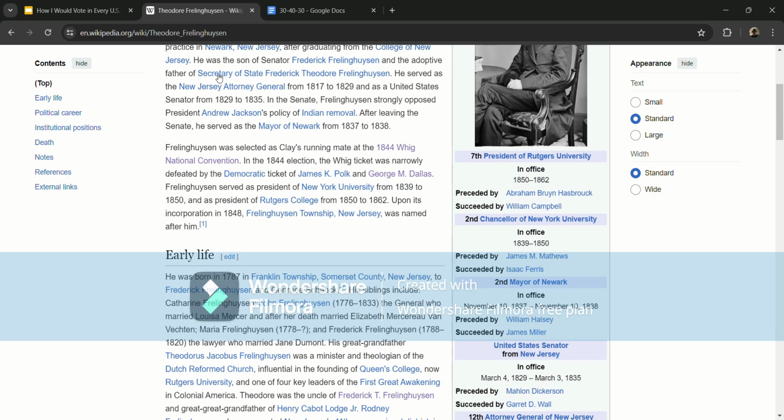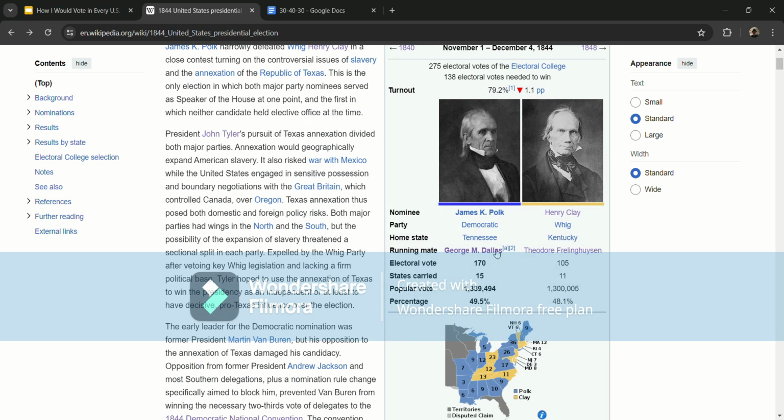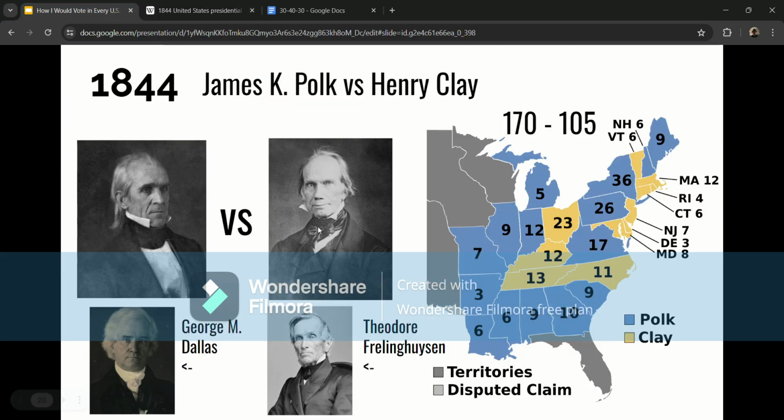Mayor of Newark, I would argue George Dallas, even though I'm not the biggest fan of him as a person either, he was kind of an unlikable figure. Kind of really just thought of himself and nothing else. Probably would have won this election for me if this was a battle of which running mate was better. I would probably prefer George M. Dallas. But yeah, so this election is extremely close for me. I would have had a very, very hard time when it comes to picking a candidate here.